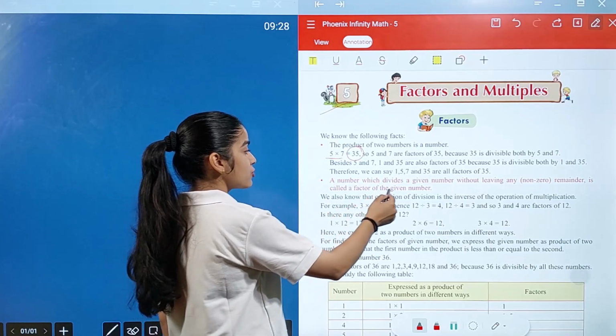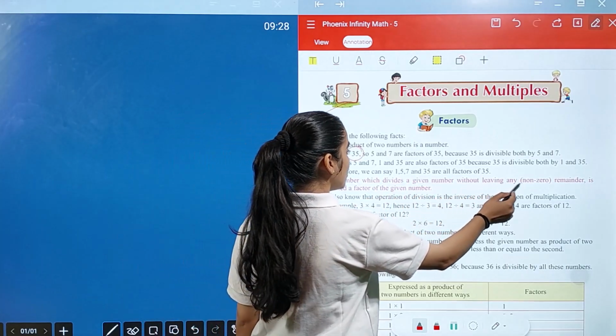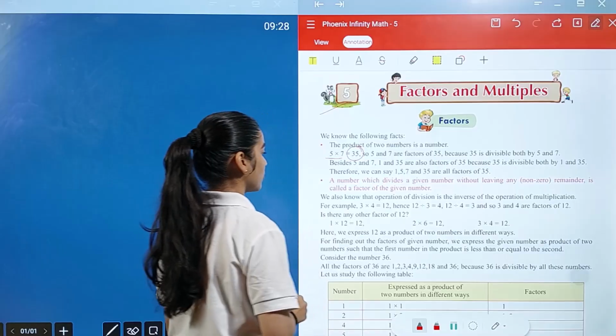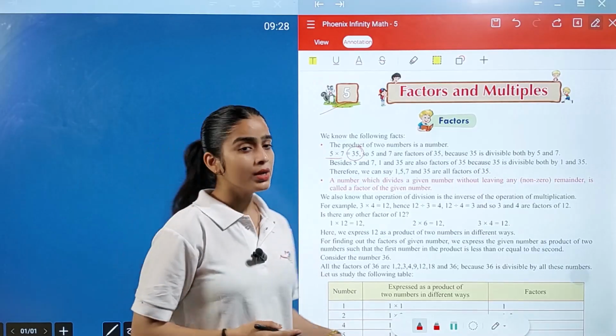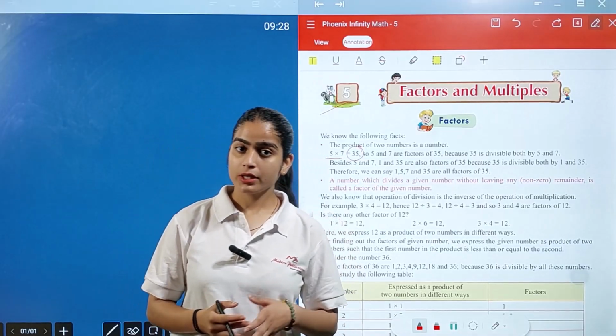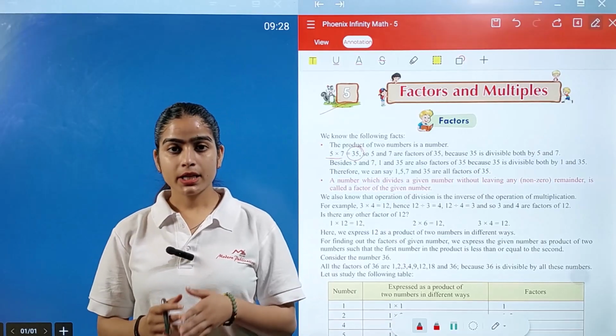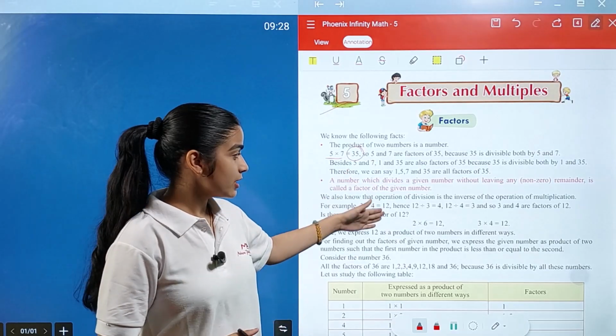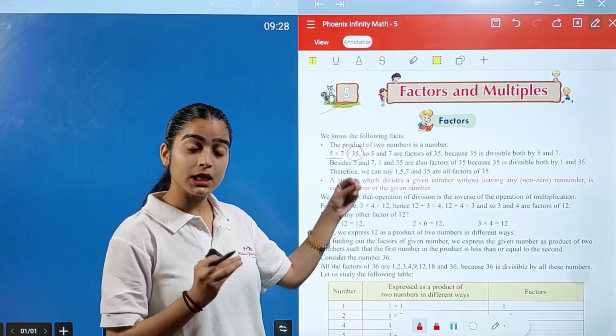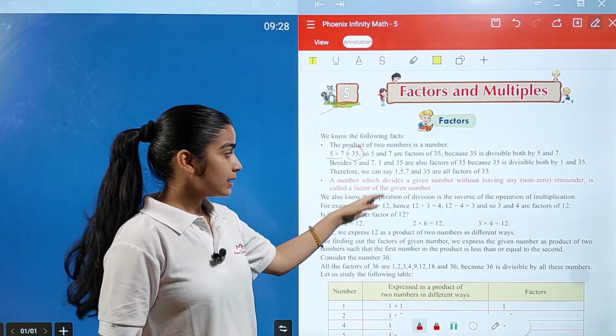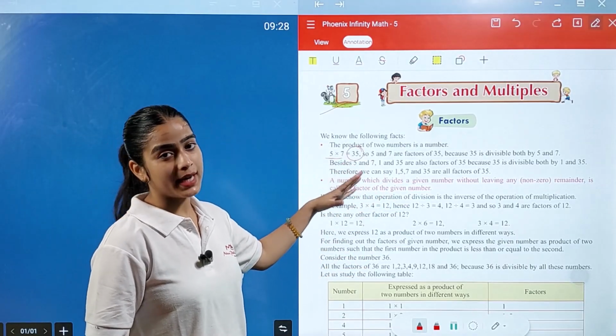A number which divides a given number without leaving any non-zero remainder is called a factor of the given number. So what we understood is that when a given number divides a number without leaving any remainder, it is called a factor of that number.